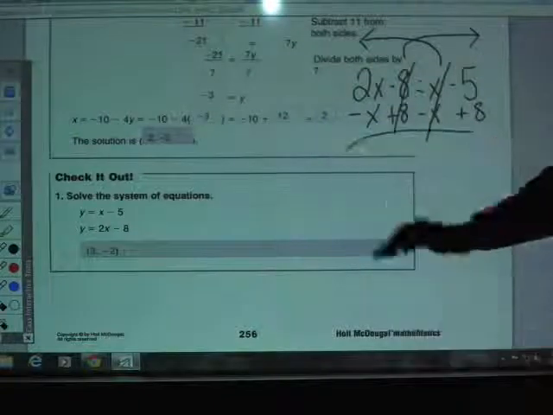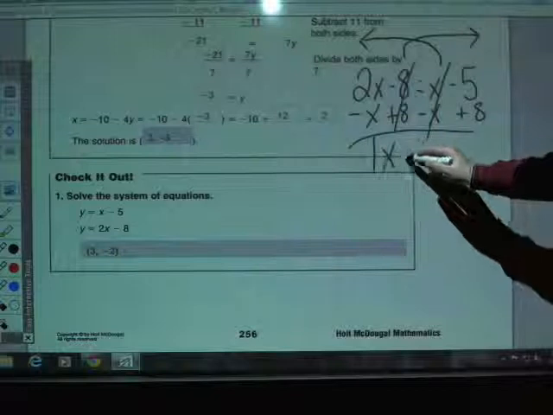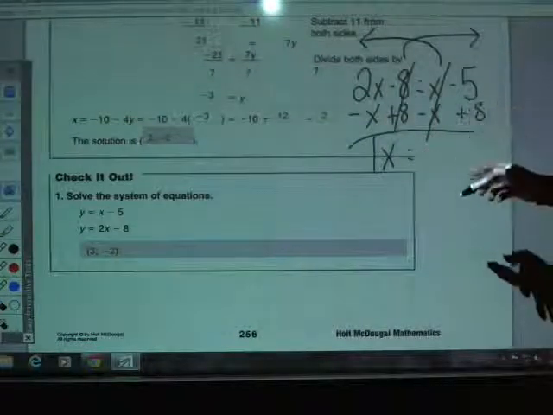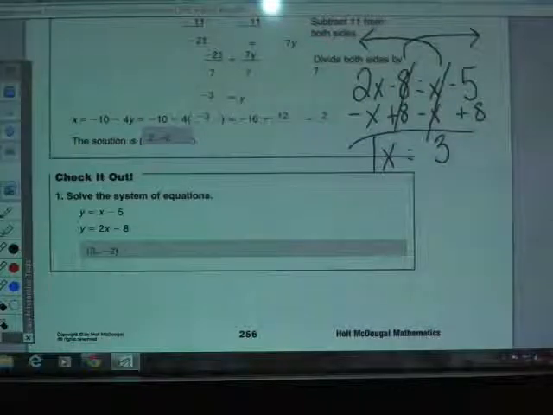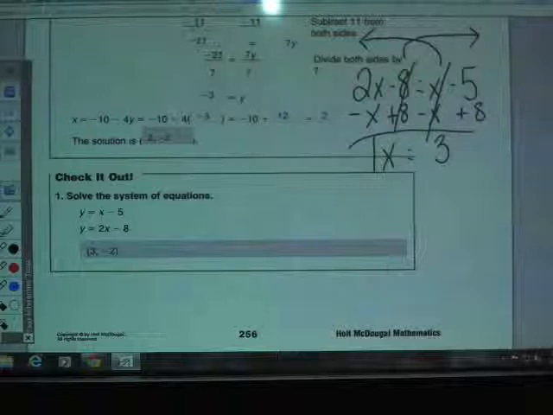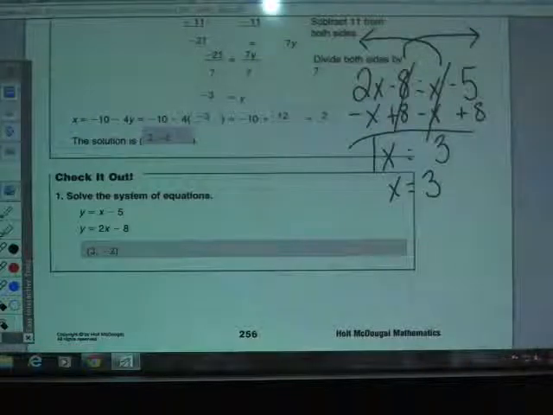All right, so now I'm going to simplify the result. I've got 2x minus x, which is going to change into 1x. And I've got negative 5 plus 8, which is going to change into 3. So I've got 1x equals 3. 1 times what number is 3? Well, we all know that 1 times 3 is 3. So that means x has to equal 3.